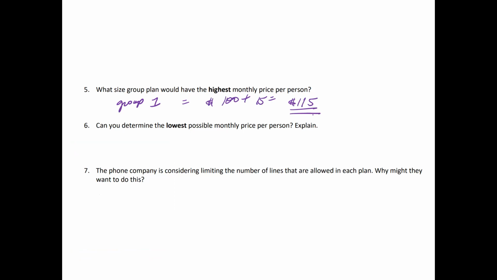Can you determine the lowest possible monthly price per person? You can, I mean, depending. So your lowest monthly cost is going to be M of P equals (100 plus 15P) divided by P. So what would you like your P to be? Pick a number, plug it in, and see what is your lowest one. So take about another minute and answer question number 6.